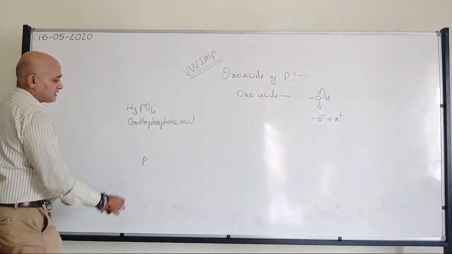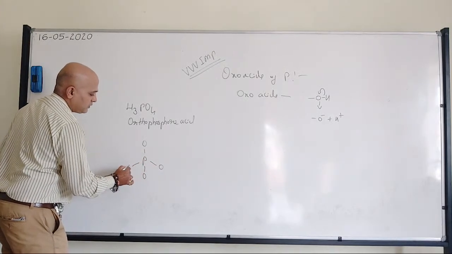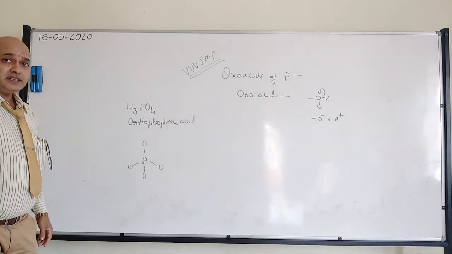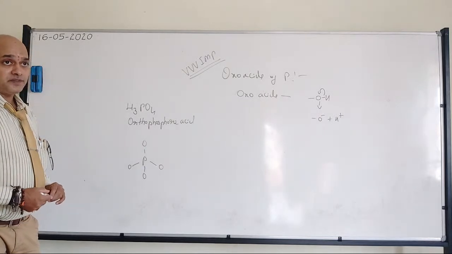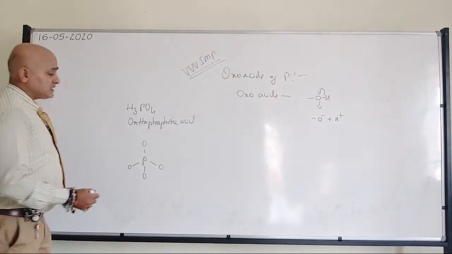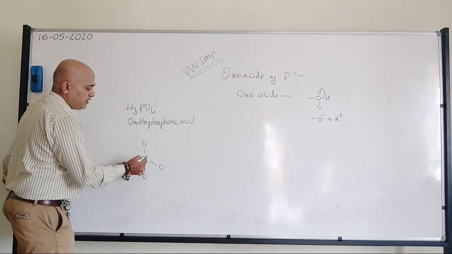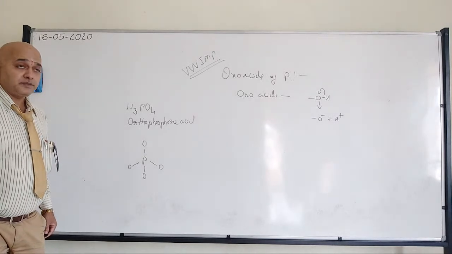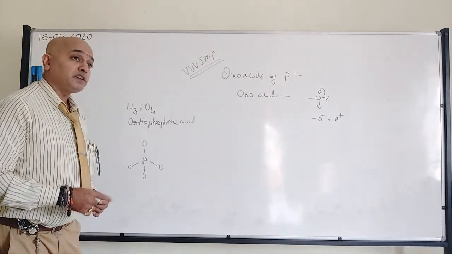4 oxygens are there. So 1, 2, 3, 4. Right? Now phosphorus will be left over with 1 electron, because what is the total valence electron in phosphorus? 5. 1, 2, 3, 4, 5. So 1 electron is left over. Phosphorus will be very, very unhappy. It's left over with a lone electron.